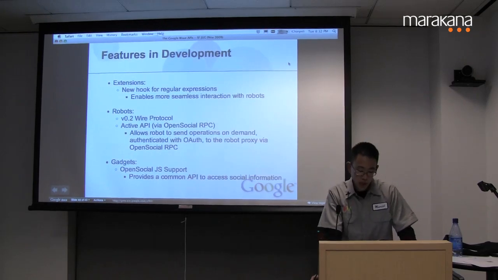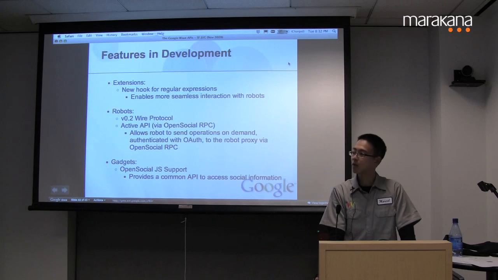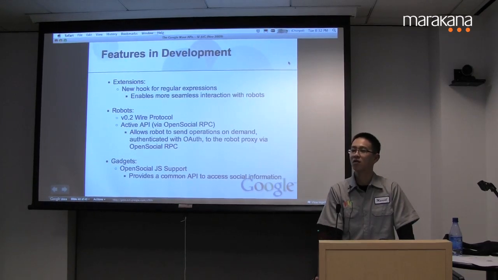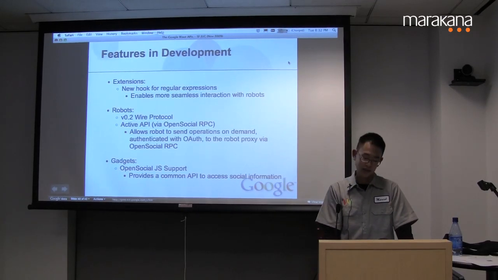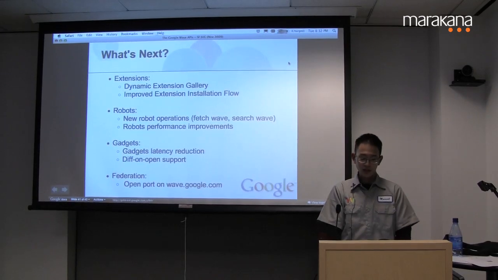And for gadgets, we are working on Open Social JavaScript support that provides a common API to access social information, like who the friends are of the person viewing the gadget, or give full access to the social graph of the host of the gadget, or things like that. What we have in store is coming shortly.